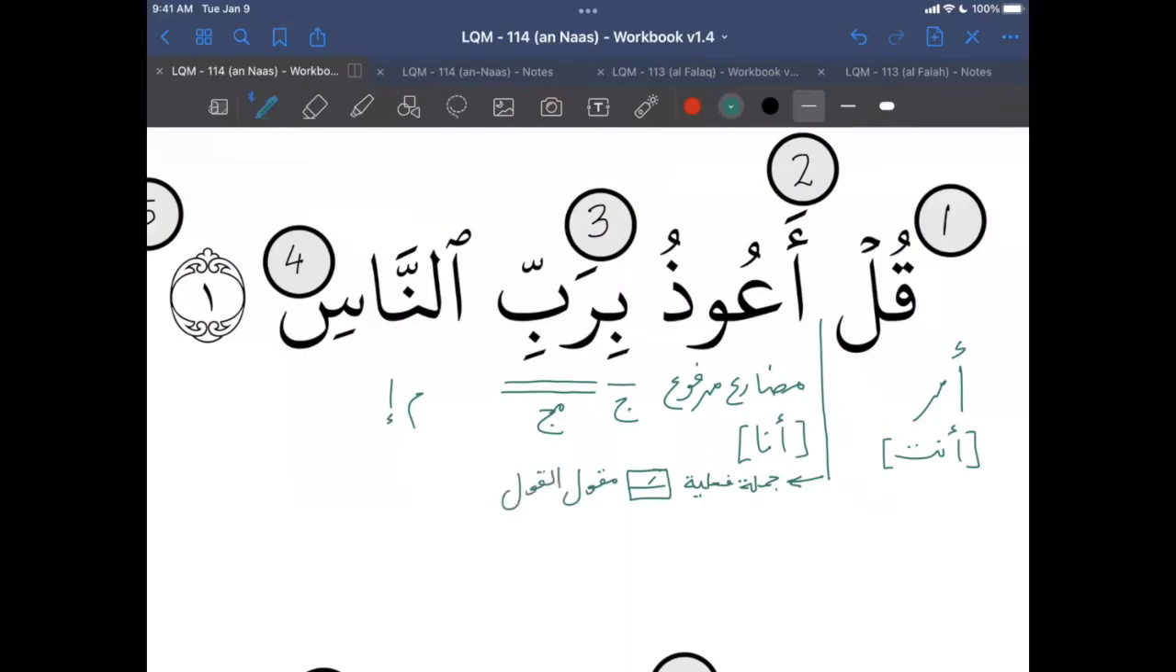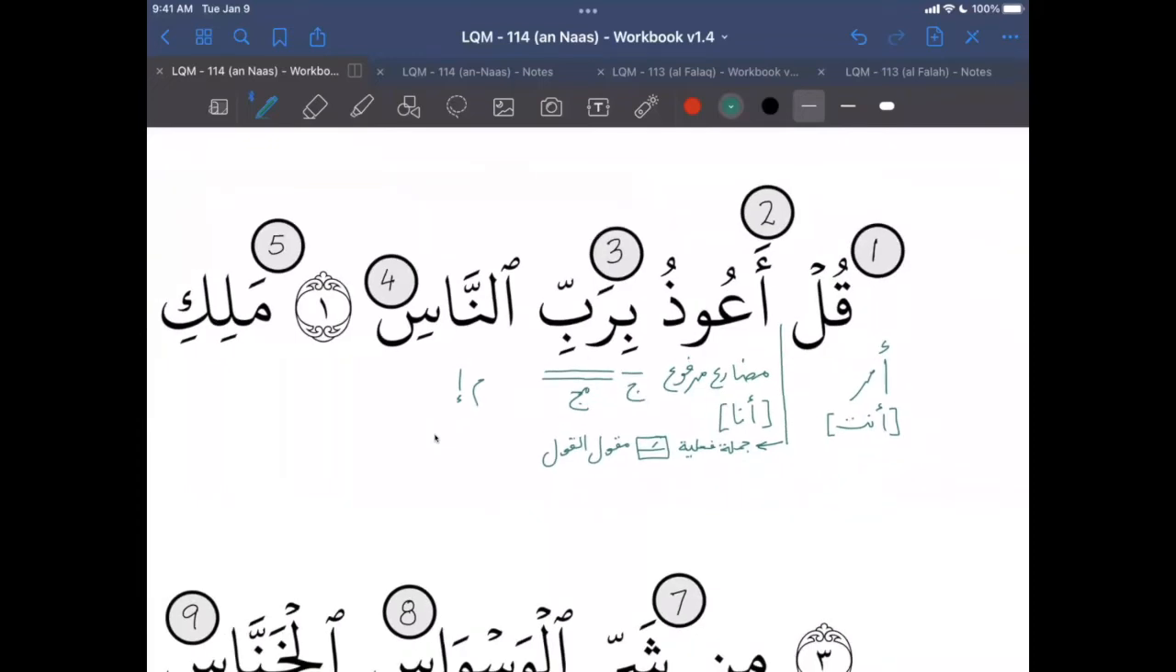Maqulul qawl is actually a special type of mafulun bihi. It is actually a mafulun bihi for the verb qala yaqulu. But because the mafulun bihi of qala yaqulu is not called mafulun bihi, it is really referred to as maqulul qawl, which refers to what is said. And because it has the same concept of being the target of a verb, that's why we call it fi mahalli nasbin.